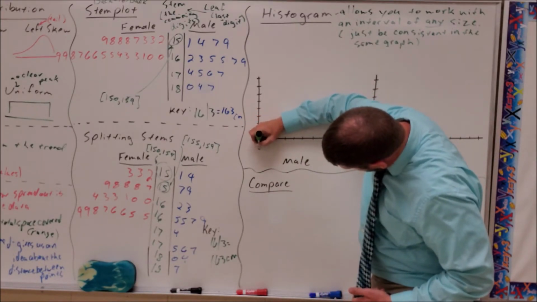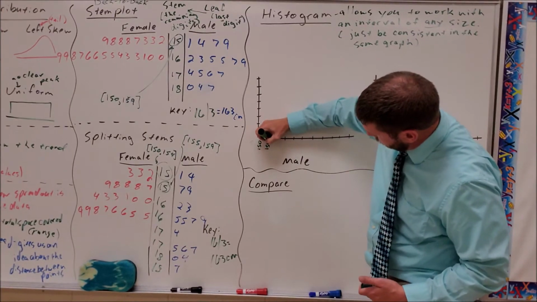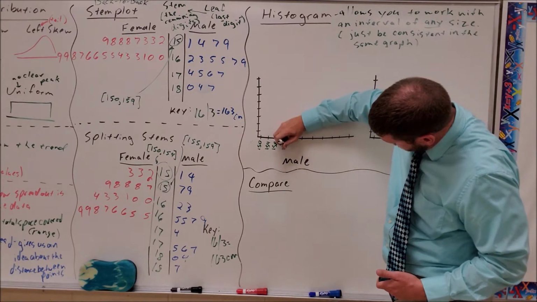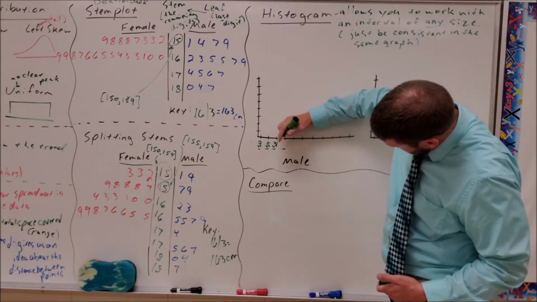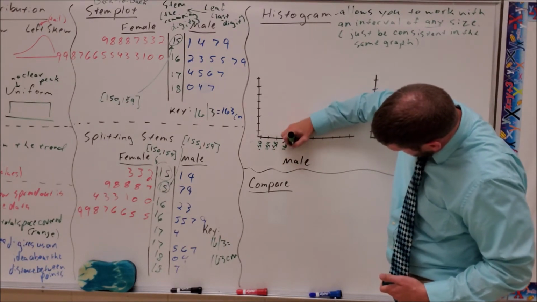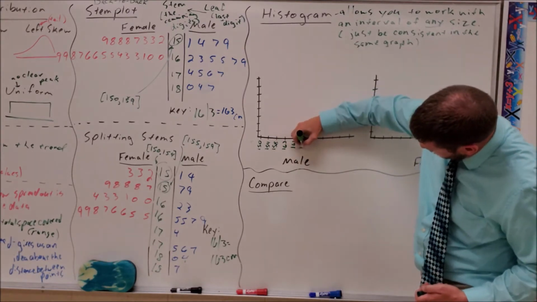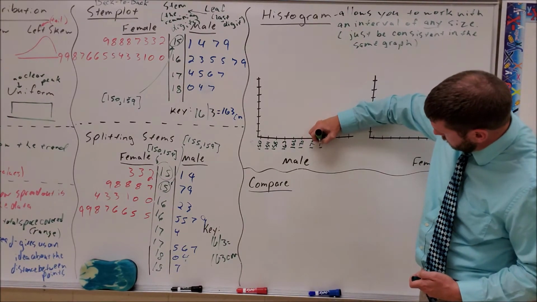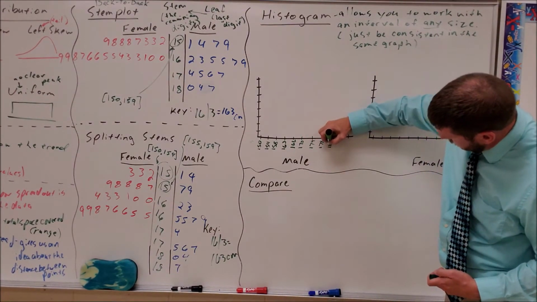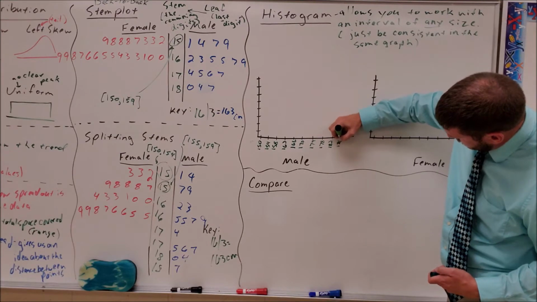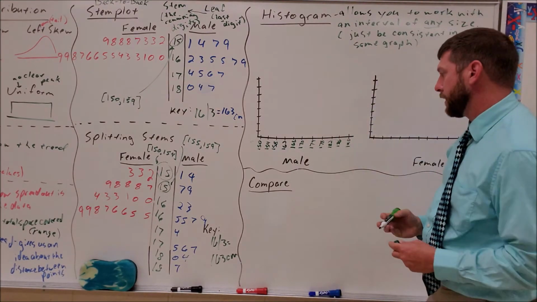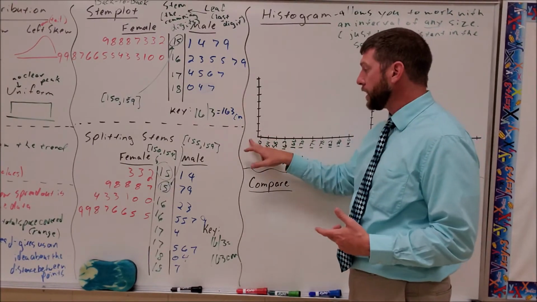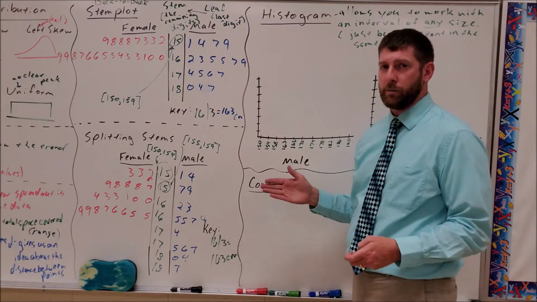All right, so I got 150, 154, 158, 162, 166, 170, 174, 178, 182, 186, and 190. So I'm going to count my number line by 4. That's the big benefit to a histogram. You get to make your number line whatever you want.